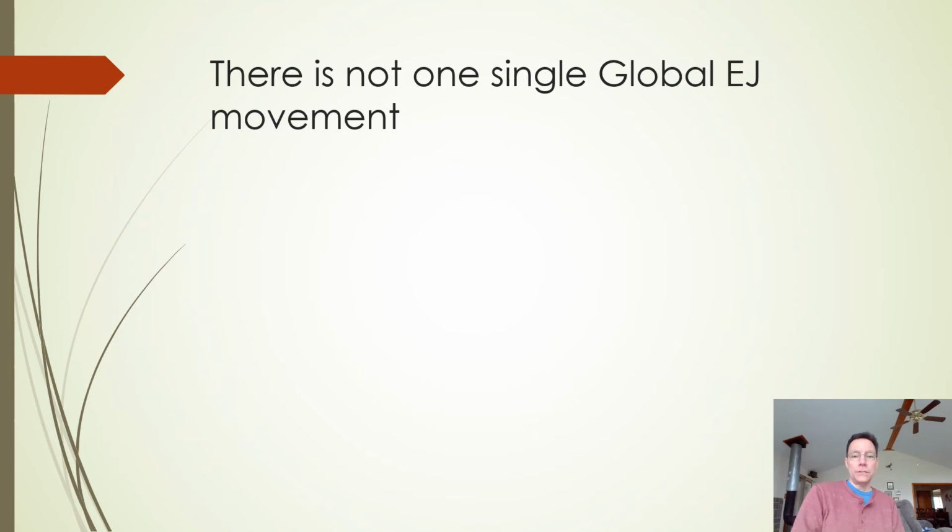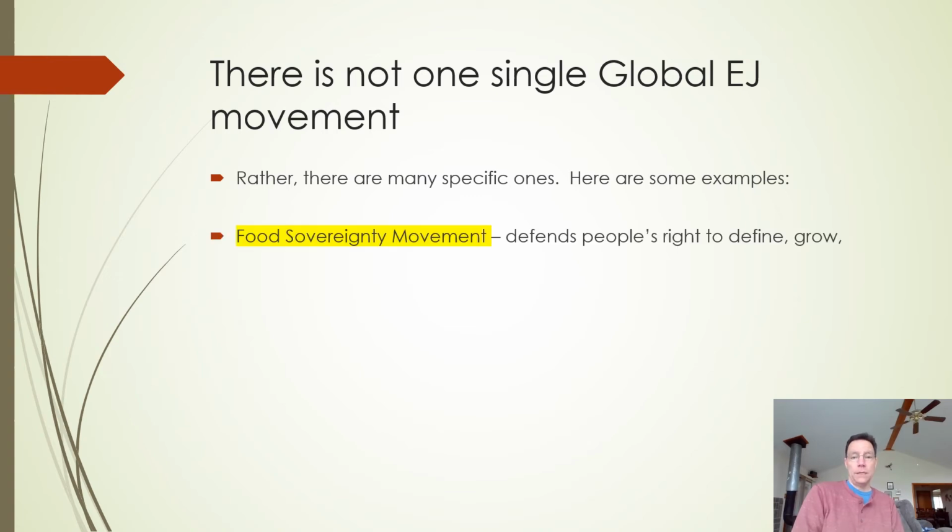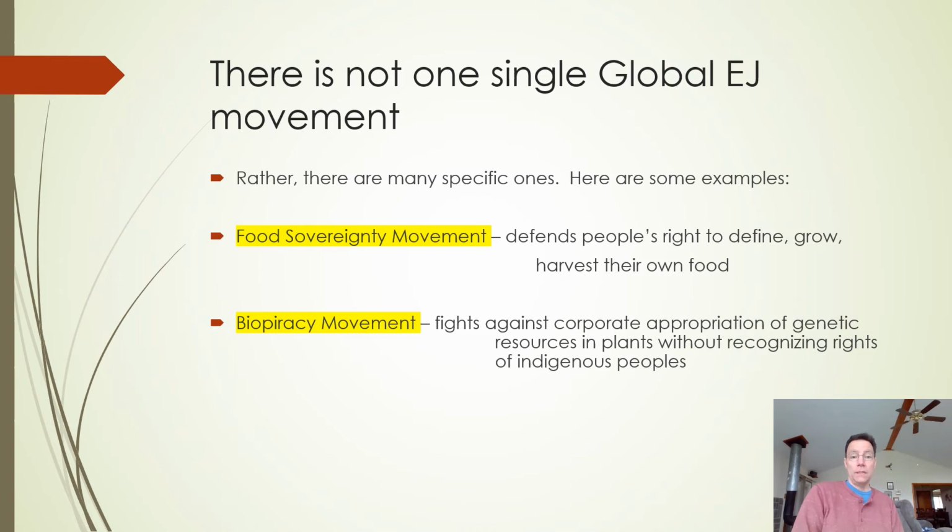So what I want you to understand is that there's not one single global environmental justice movement, but there are many specific ones, and I'll just give you a few examples. So there's a food sovereignty movement. This is trying to defend people's right to define and grow and harvest their own food, to do agriculture in their own way, because in some parts of the world that right is being lost. There's a biopiracy movement. This reflects back to the GMOs that we looked at in class a few weeks ago.